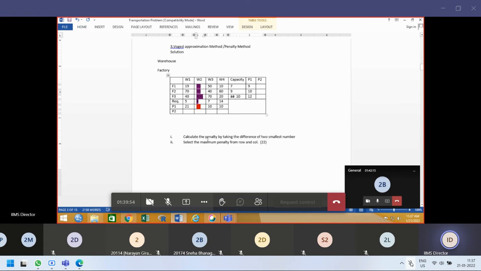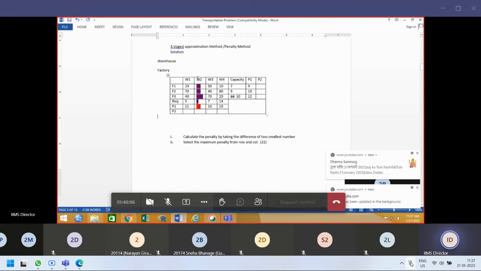We are not going to consider it, so let it be unusable. Now again, the same thing we have to repeat to calculate the penalty next time. But while calculating the penalty, don't consider this column, W2, the second column. Except this column, work out the penalty.